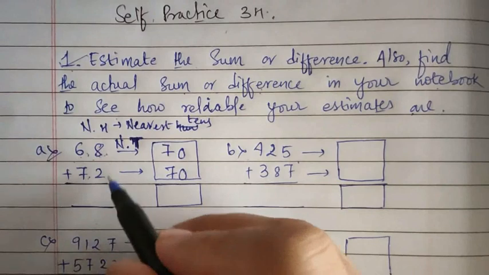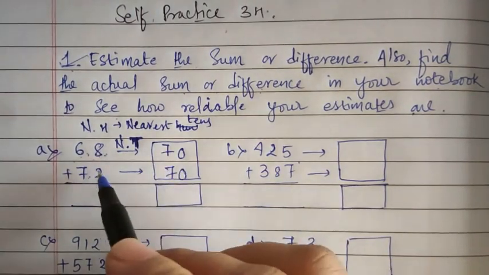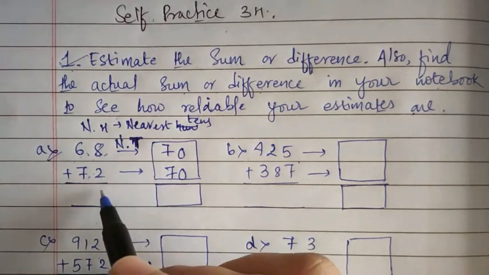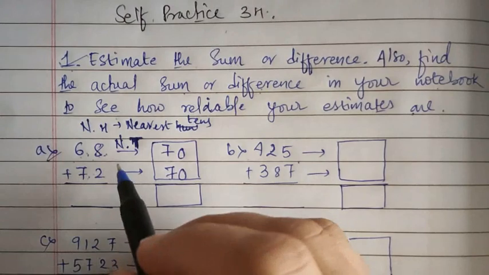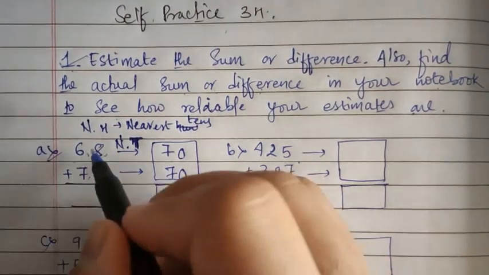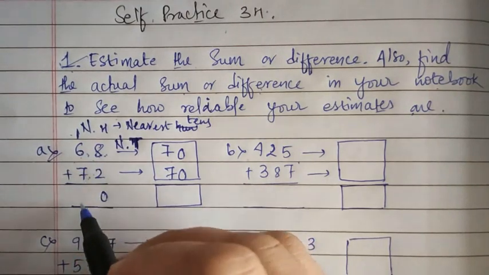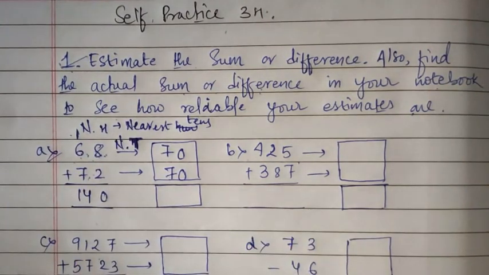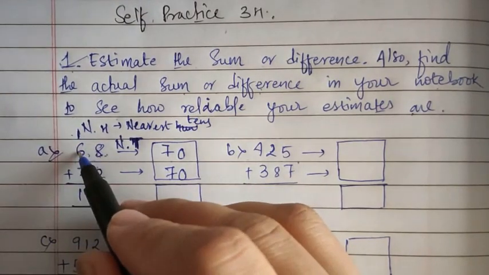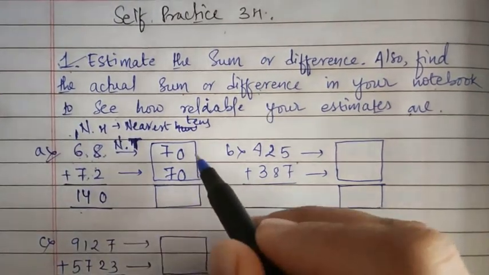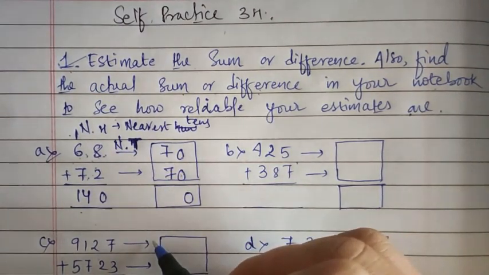So now, I have estimated the sum here and I have estimated the difference here. Now I'm going to add it, okay. You have to do the sum. Now 8 plus 2 is 10, 1 in hand. Now 1 plus 6 is 7, and 7 plus 7 is 14. Isn't it? So now you have to add this one also. So 0 plus 0 is 0, 7 plus 7 is 14.